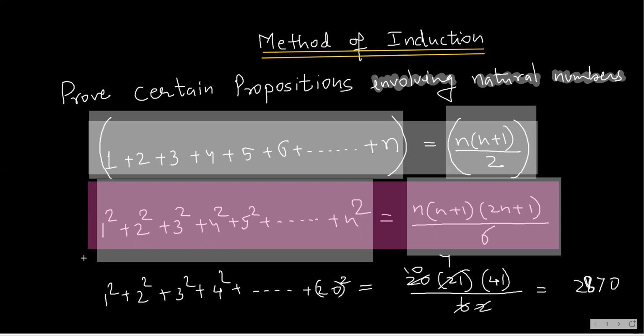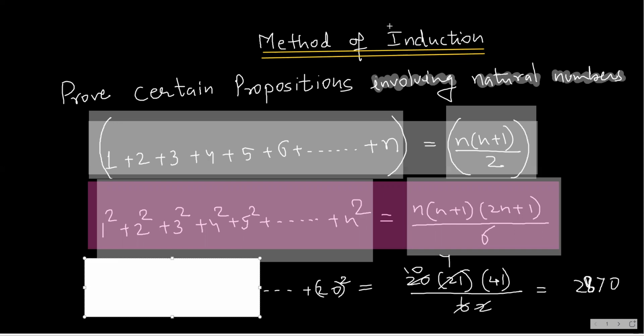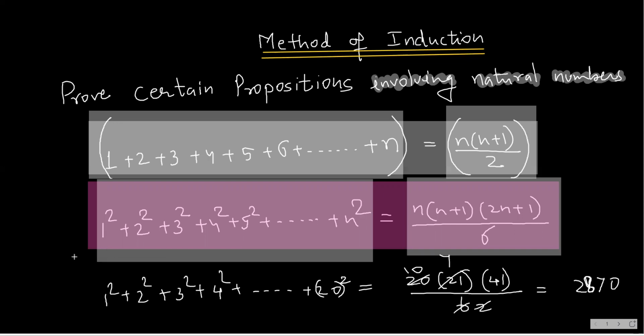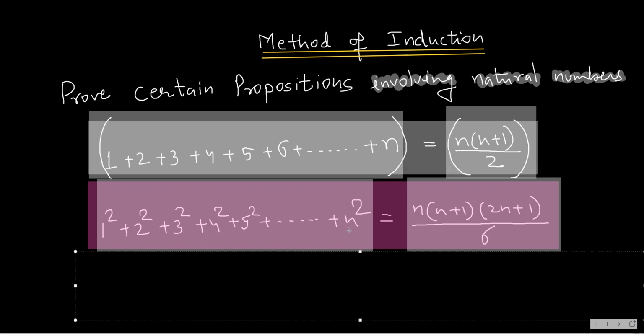So like this, we have plenty of propositions which we can prove. Now see, these propositions, what are they involving? They involve natural numbers. Here n is a natural number. Such propositions can be proved with the help of method of induction. So that you need to first follow.